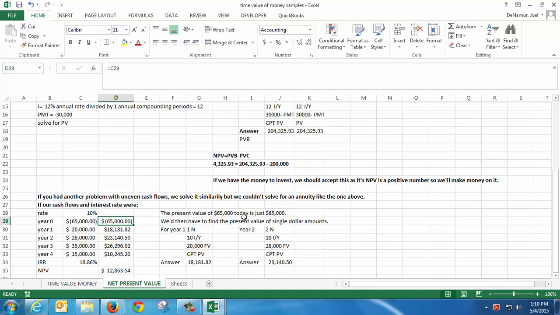Some of the examples in the books have uneven payments, so I want to go through one of those with you. So here we see one. This is one I came up with. So if our rate is 10%, here's our cash flows right here. Cash outflow, and these are the inflows.